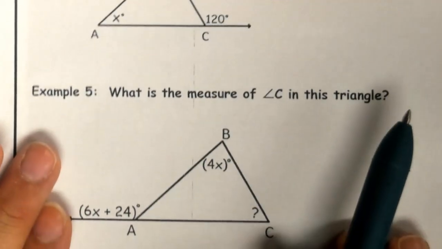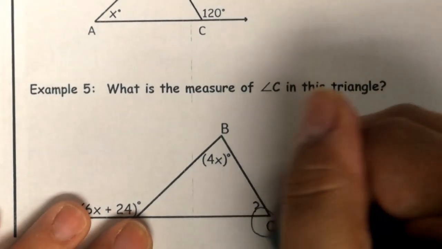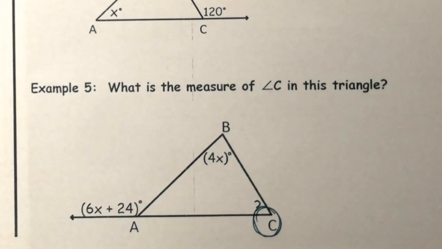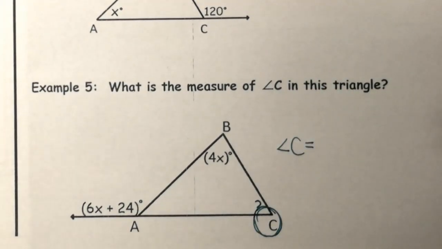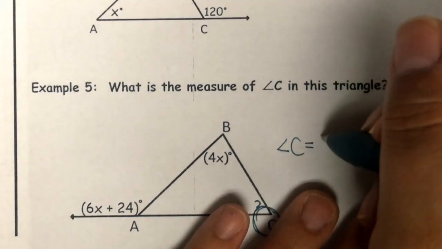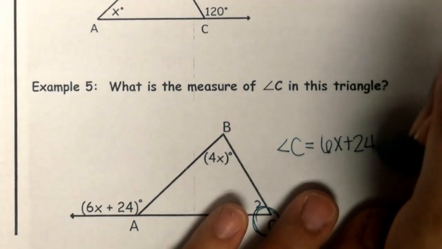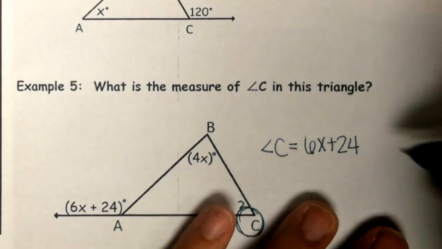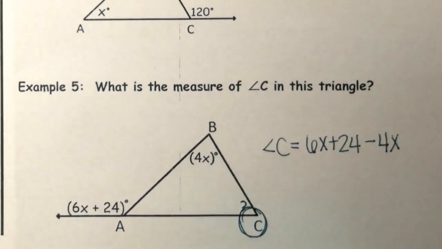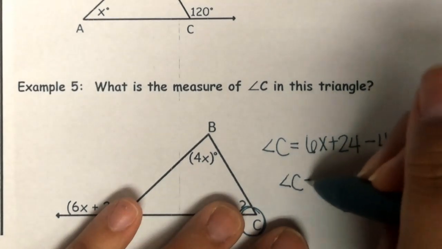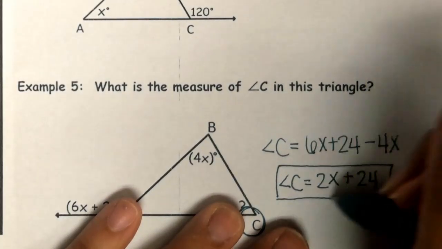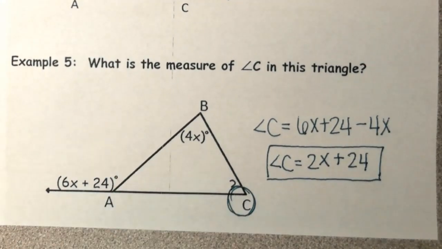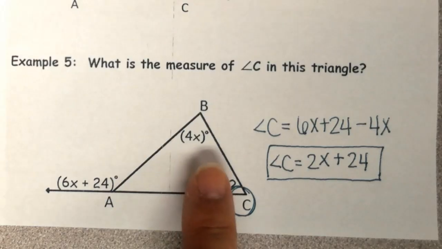Okay, let's do 5. How do I find C here? Subtract. Your outside is what? Exterior is 6x plus 24 minus, what's your remote interior? What is that going to give me? 2x plus 24 is the answer. I know it's weird because you leave it as an equation, but it's still right. Your exterior minus your interior.